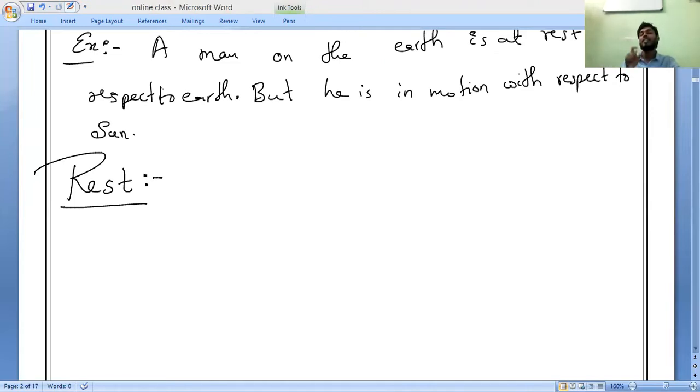But now rest. The same definition we can write, but one word will come. What is that word? Extra word. If it does not change position with respect to surroundings and time, then we can say it is at rest. So please write the same definition, but you have to add what? Does not. Right.